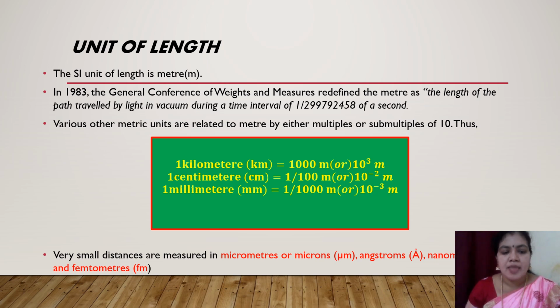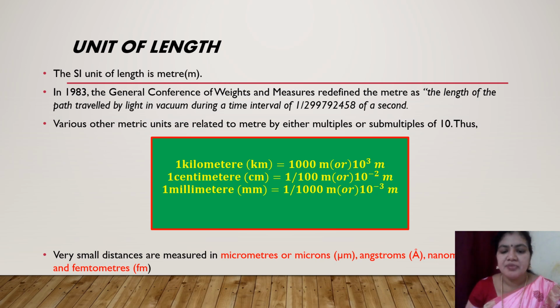So various other metric units are related to meter by either multiples or sub-multiples of 10. If I am saying 1 kilometer, it is 1000 meters. 1 centimeter is 1 by 100 meter. So we have these derived quantities for length. Why do we have all these things: kilometer, centimeter, millimeter, apart from meters? It all depends upon the quantity which is being measured.